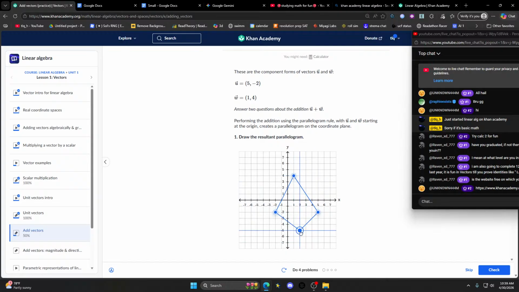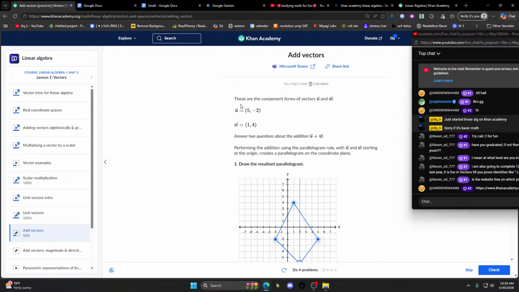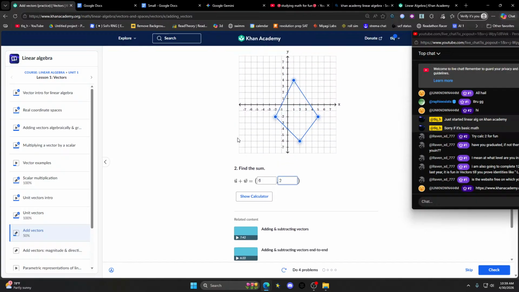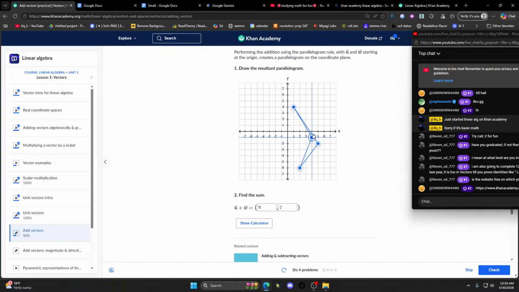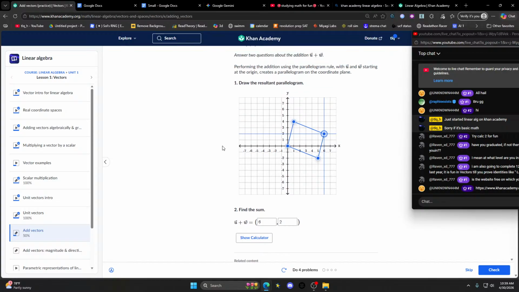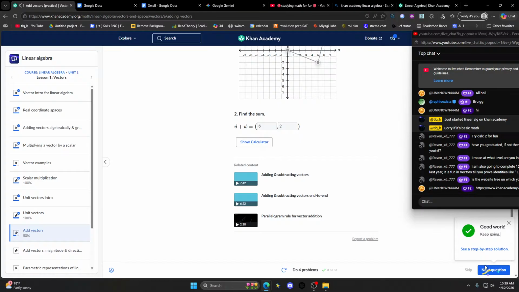I could already draw it right now, honestly, but no, I can't. Okay, I lied. So we are adding them. Okay, so 6 and 2. 6 by 2. Wait a second. Yeah, okay, so the x is 6 by 2. I have to move this one real quick. 6 by 2. Okay, so right there, and this should be it. It looks like a parallelogram. Yeah, okay, that's good.